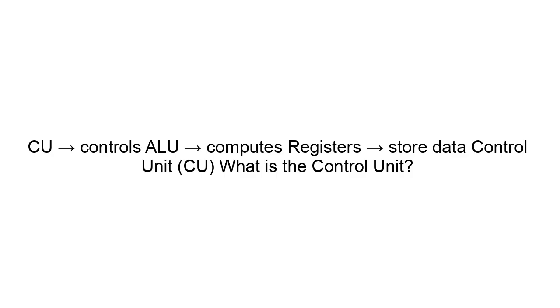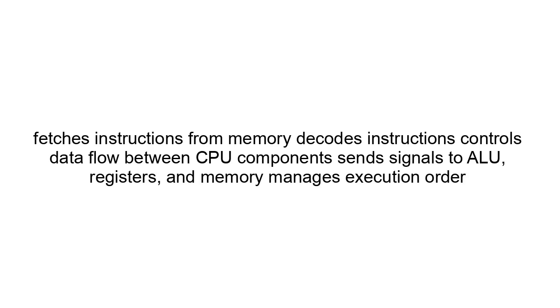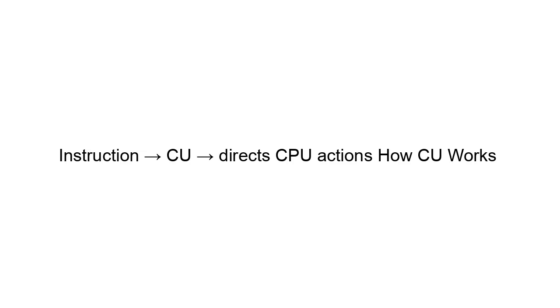Control unit, CU. What is the control unit? The control unit, CU, is responsible for managing and coordinating all operations inside the CPU. It acts like a manager or supervisor. Functions of the control unit. The CU performs several key tasks: fetches instructions from memory, decodes instructions, controls data flow between CPU components, sends signals to ALU, registers, and memory, and manages execution order. Example concept: instruction, CU, directs CPU actions.